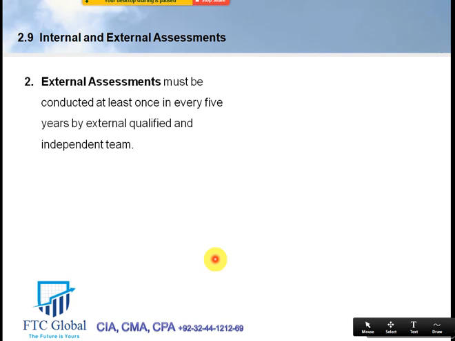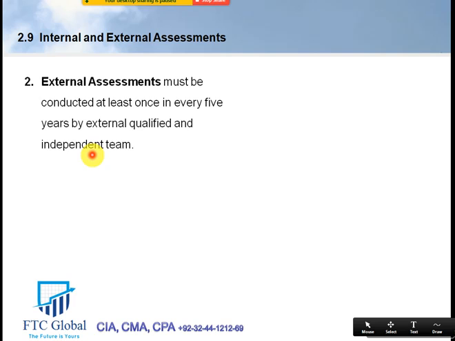They are more important. External assessment standards say it must be conducted at least once in every 5 years by an external qualified independent team, because you cannot be a good judge of yourself. You can be judged better by others. So that's why the internal audit department effectiveness and efficiency can better be gauged by external qualified independent teams. They will provide an independent view.